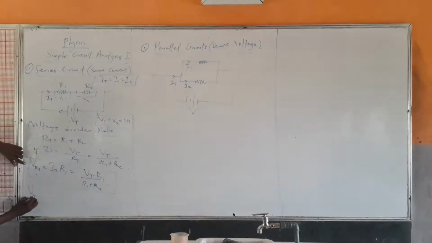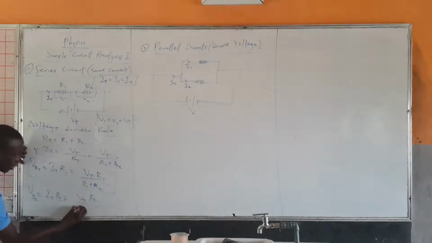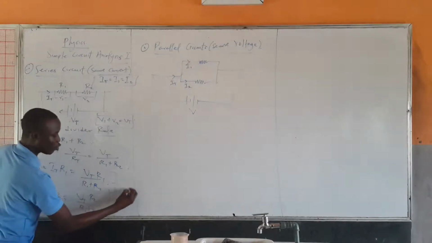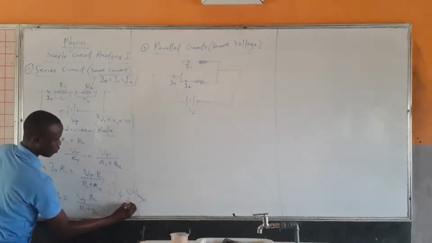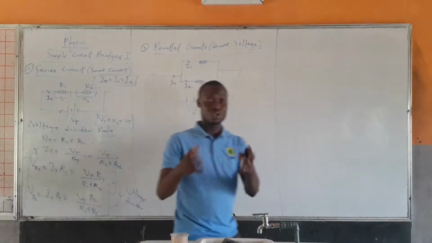The voltage across R2 is what? I total times R2. And that is what? V total times R2 over R1 plus R2. This is the voltage across R2. So we call these two the voltage divider rule. Voltage divider. The reason why we call them voltage divider is that these two formulas will tell us what the voltage across this resistor will be, that's voltage R1, and what the voltage across this resistor will be. Even if we have multiple resistors, there's a way we combine them.